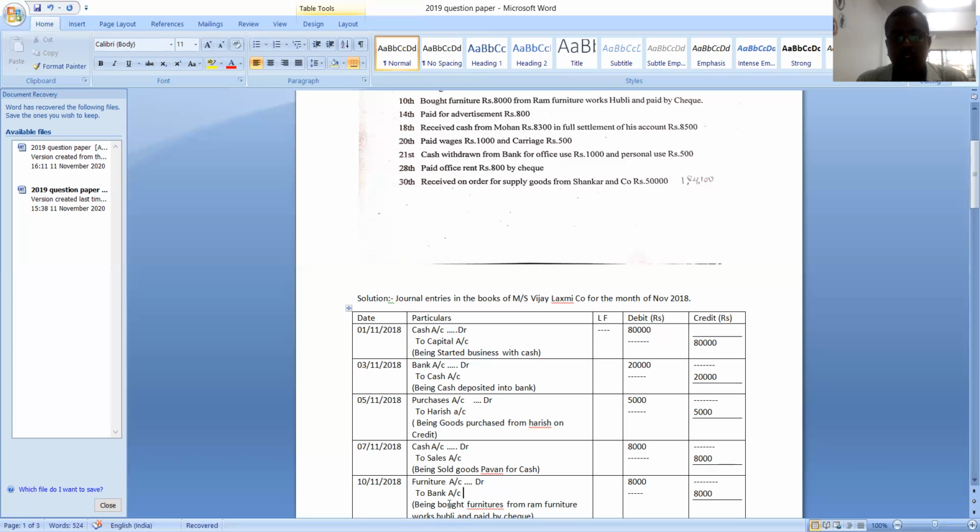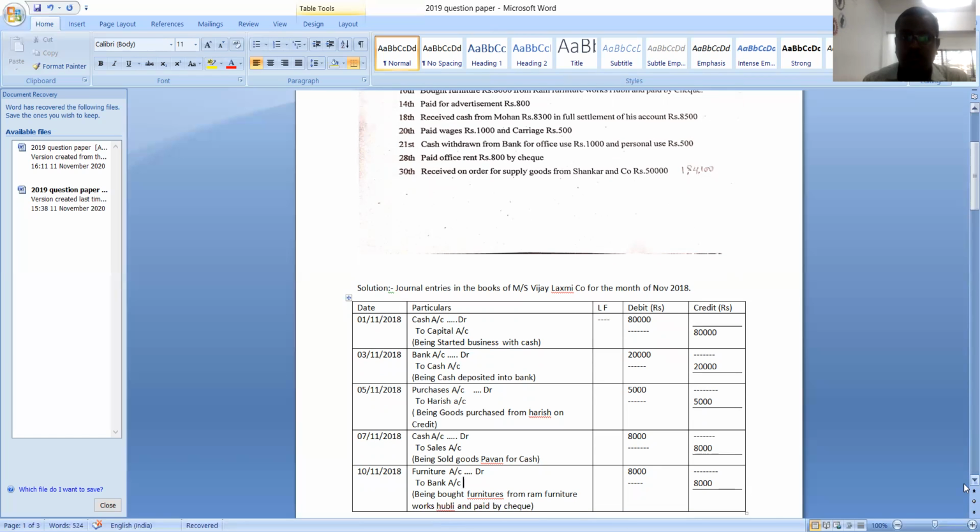Furniture comes in, banker is the giver, so furniture account debit to which account? To bank account. What is the narration? Being furniture purchased, or being bought furniture from Ram Furniture Works Hubli and paid by check. Okay, let us move to the next transaction now.